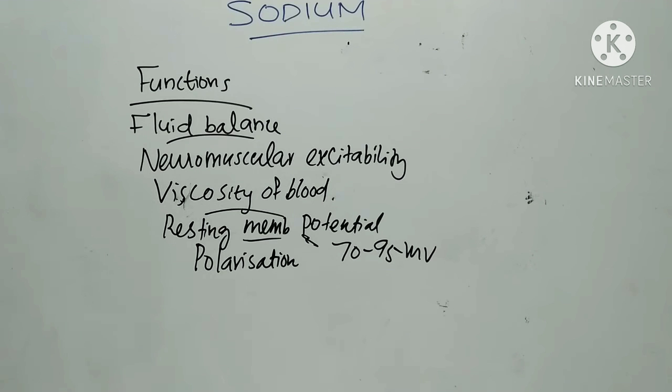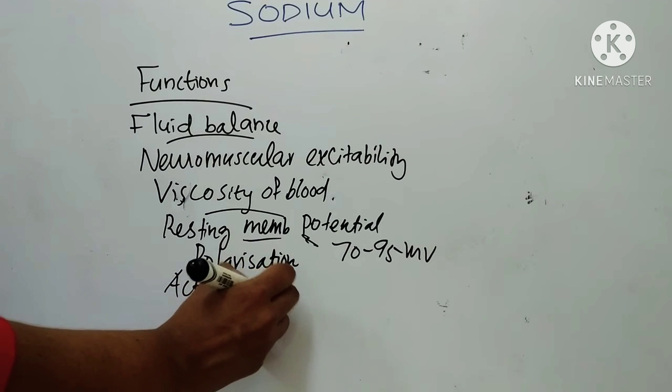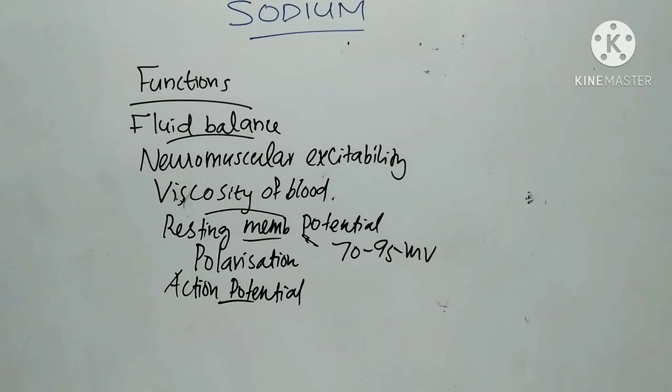The next function is role in action potential. A local depolarization of nerve fiber or muscle fiber is seen in stimulation. This rapidly increases its permeability to sodium and it causes considerable transmembrane influx of sodium down its inward concentration gradient. That is the role in action potential.